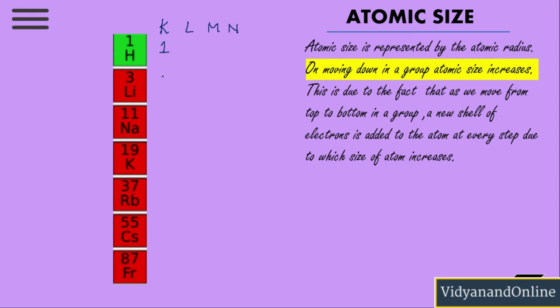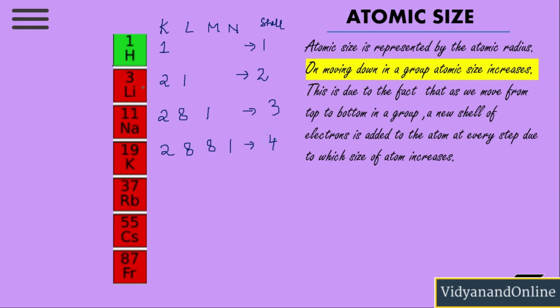Lithium will be having 2, 1. So it will be having how many shells? 2 shells. So hydrogen is having 1 shell, whereas lithium is having 2 shells. Talking about sodium, its electronic configuration is 2, 8, 1, and that is why it will be having how many shells? 3 shells. Whereas potassium, it is 2, 8, 8, 1. So it will be having how many shells?